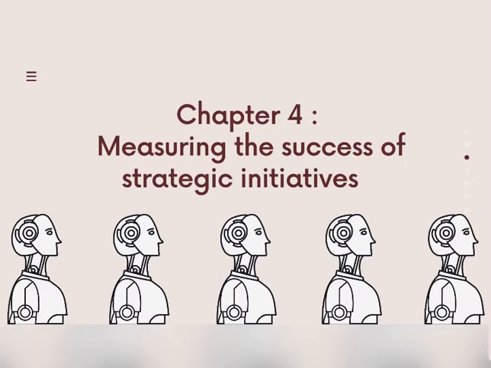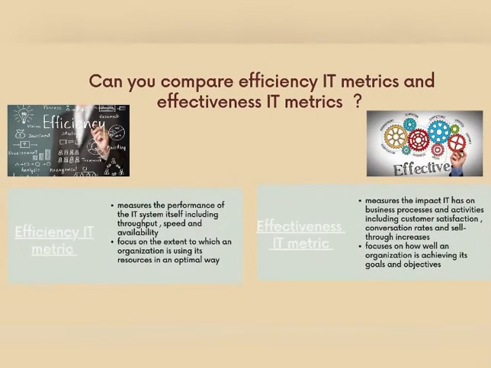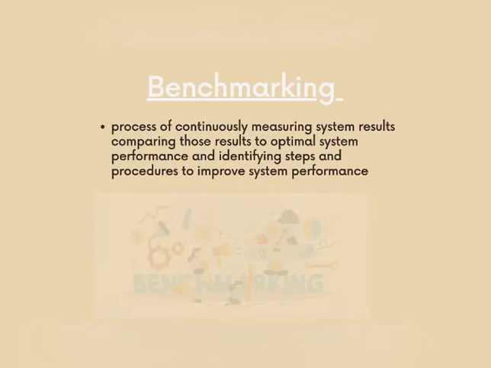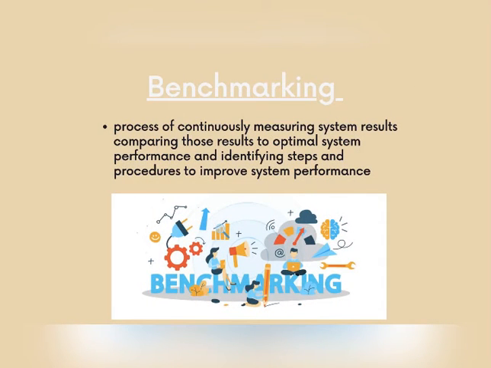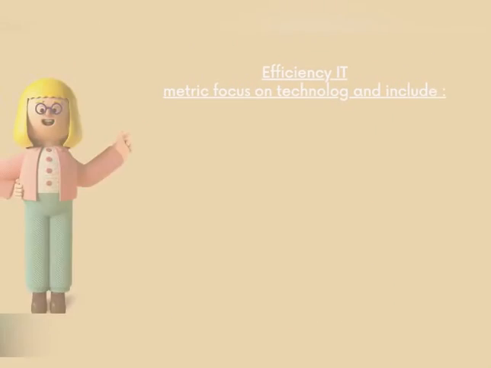Let's move on to Chapter 4, Measuring the Success of Strategic Initiatives. Can you compare between efficiency IT metrics and effectiveness IT metrics? The comparison is as below. Do you know what is benchmarking? Benchmarking is a process of continuously measuring system results, comparing those results to optimal system performance, and identifying steps and procedures.